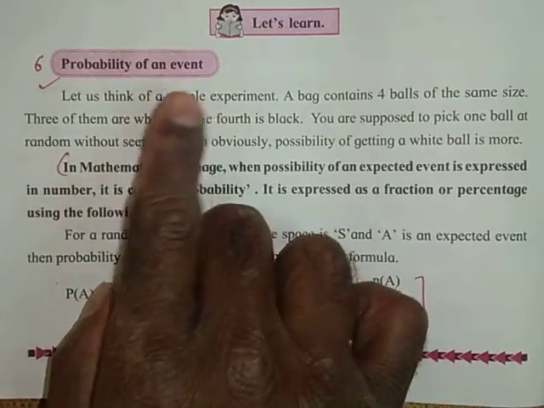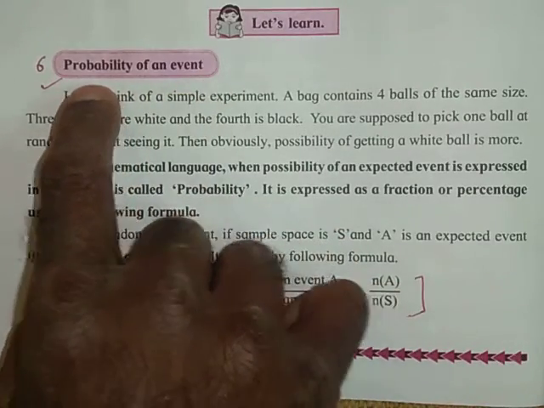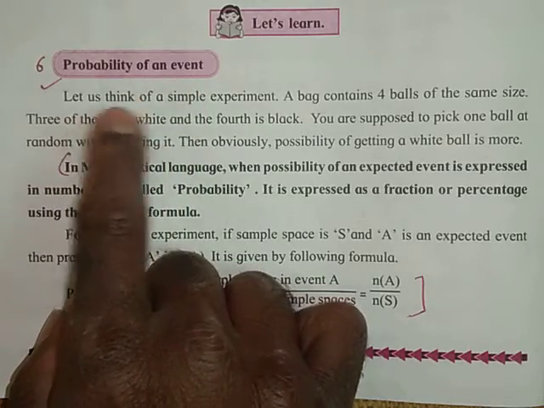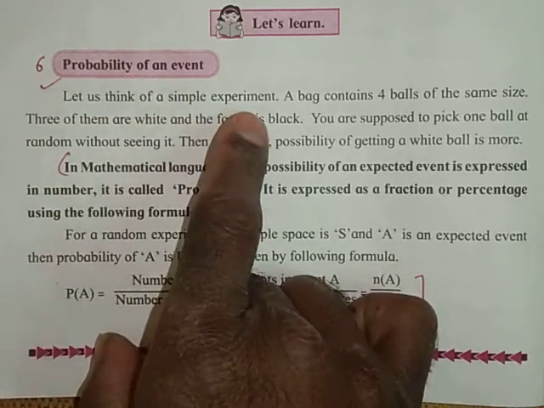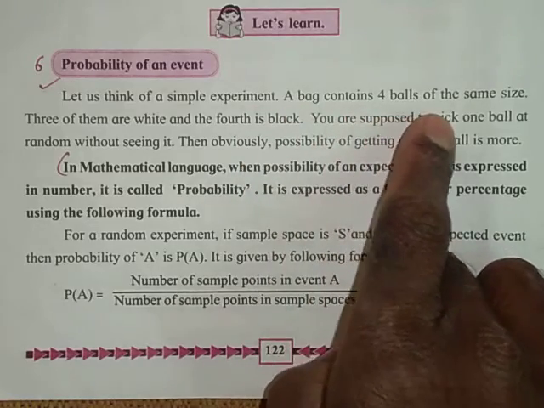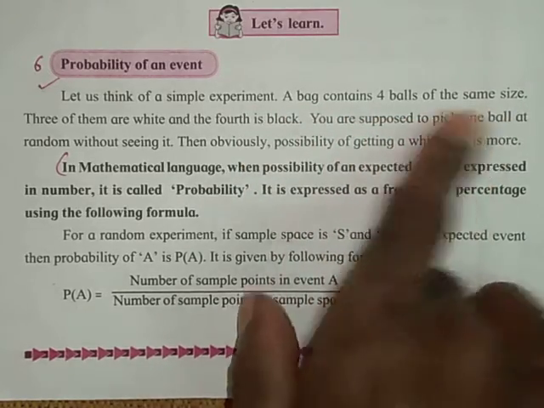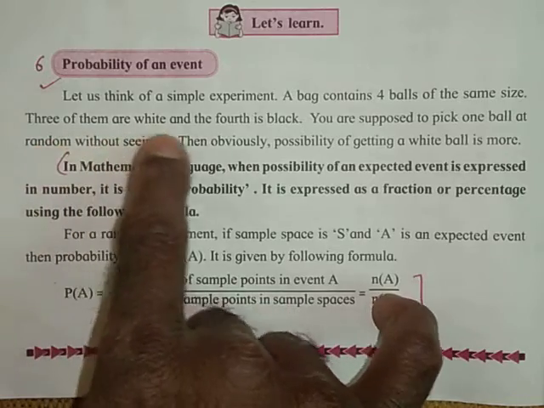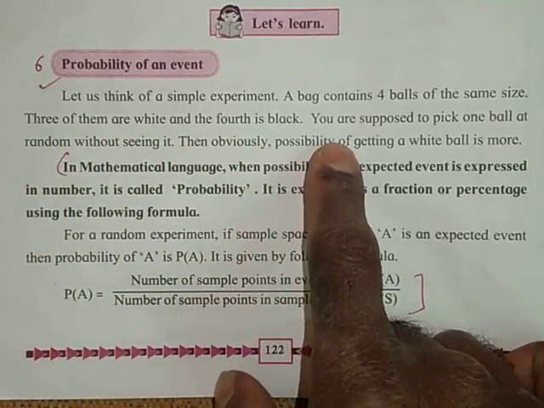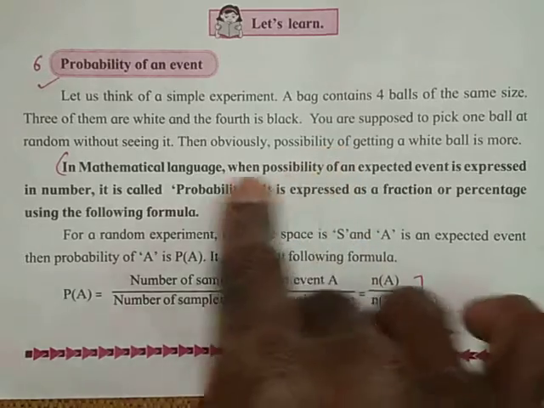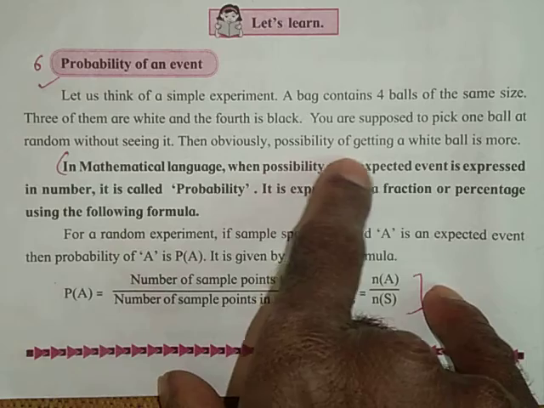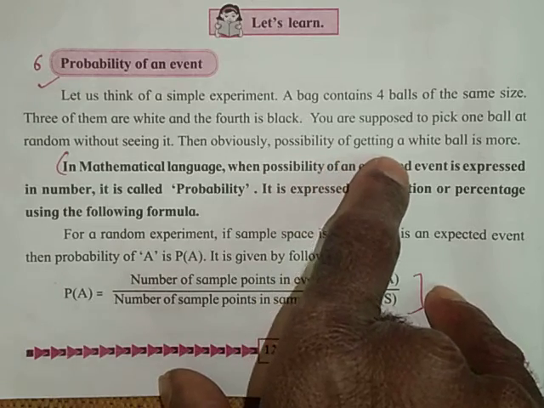Number 6. Let's learn probability of an event. Let us think of a simple experiment. A bag contains 4 balls of the same size. 3 of them are white and the 4th is black. You are supposed to pick one ball at random without seeing it. Then obviously the possibility of getting a white ball is more.